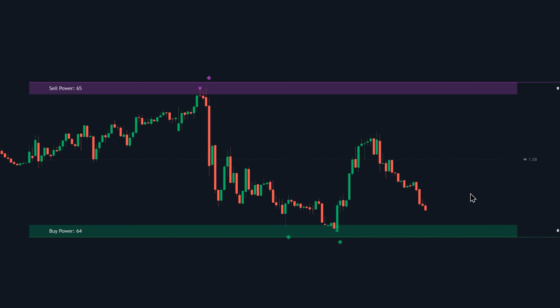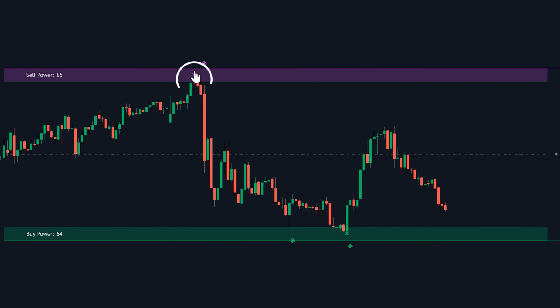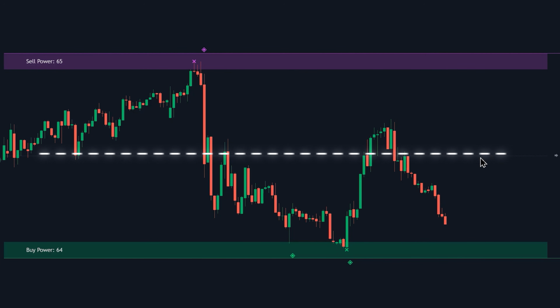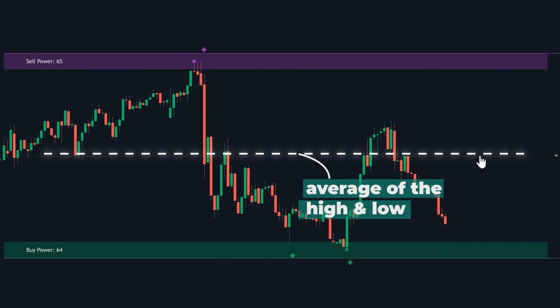You'll also notice these X marks that pinpoint the highest and lowest prices within the channel, and their values are often displayed at the end of the channel. Plus, there's a midline, usually a gray dotted line that runs right through the middle of the channel. This line represents the average of the high and low, kind of like a fair value point. And you'll often see price retesting it.